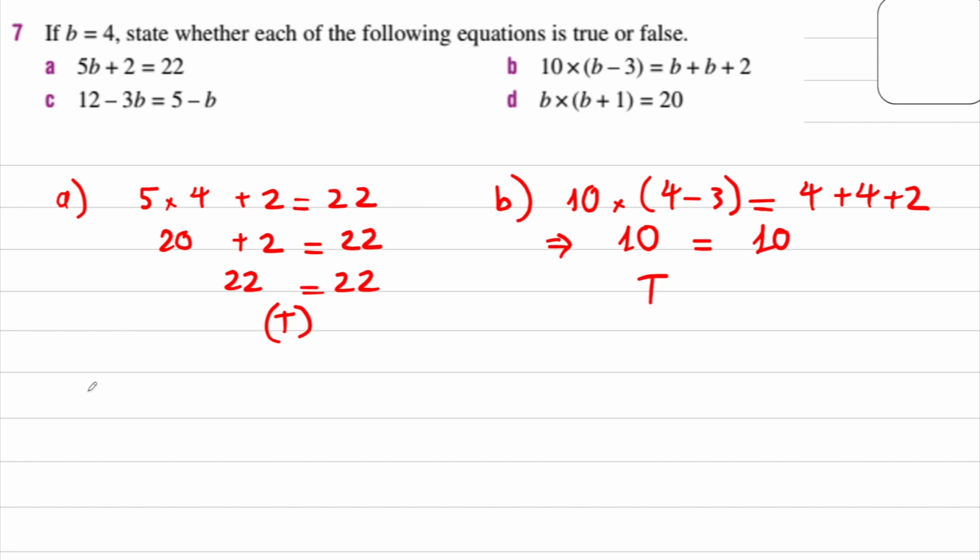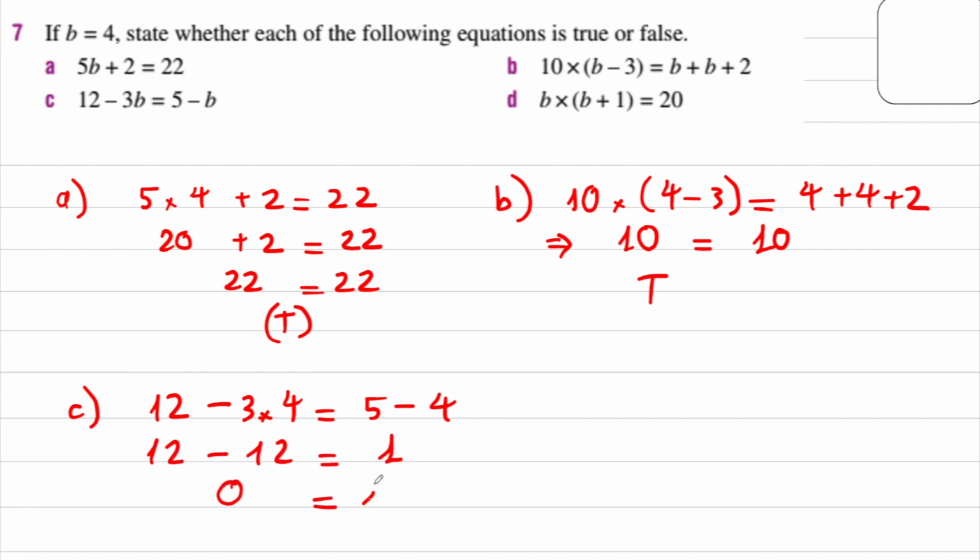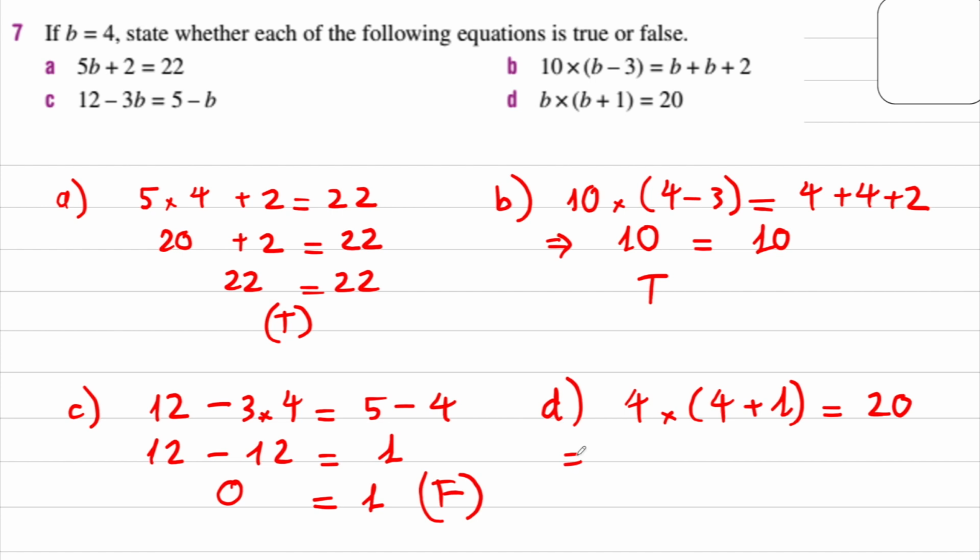This is true. Question C. 12 minus 3 times 4 and then 5 minus 4. This is 12 minus 12 equal to 0. Here is 1 and of course it has to be false. And about D. Question D. You got 4 multiply with 4 plus 1 equal to 20. 4 times 5 equal to 20 and then the other side also be 20. Yes, it is true.